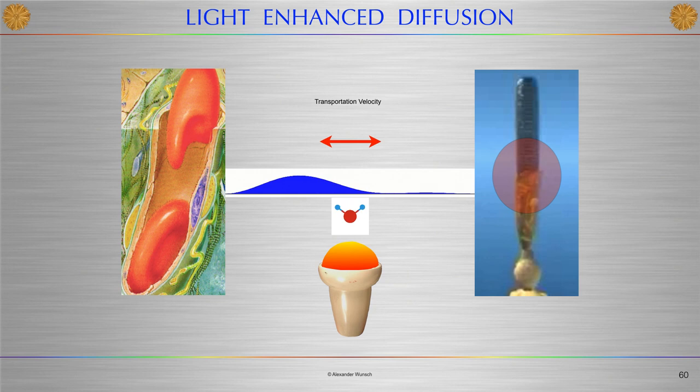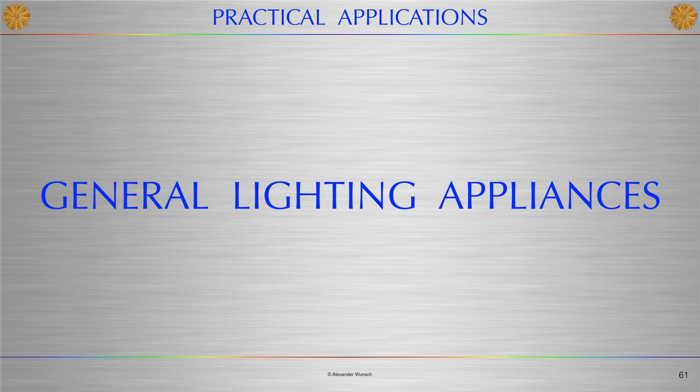So, my interpretation of these facts is that the human eye could only be developed by evolution because all the natural light sources contained red light and near-infrared light. Sunlight, for example, contains as much energy in the near-infrared as it contains energy in the visible part of the spectrum. A bit more than 40% visible and a bit more than 40% in the near-infrared. So all natural light sources help the eye by transportation and enhancing the diffusion processes in this critical region of the macula. And this could be a problem with our general lighting appliances we are using today.